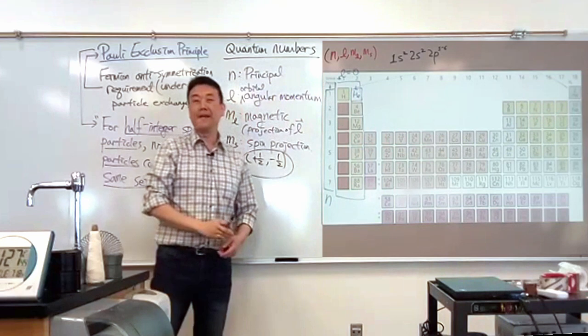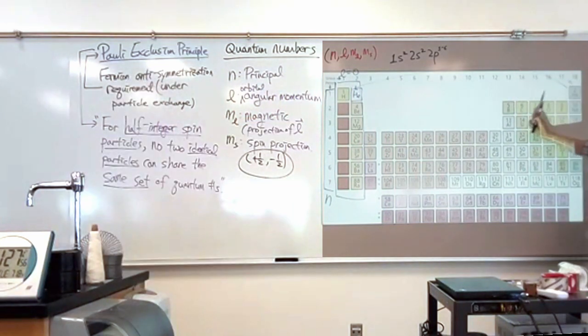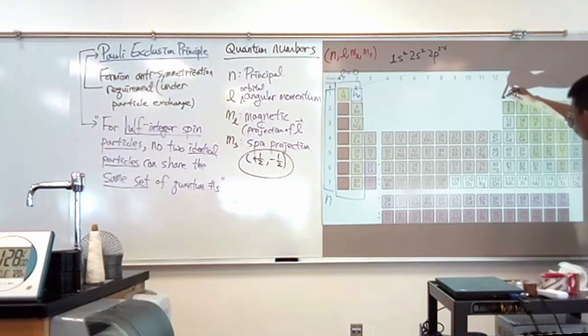Okay? So everything that's here, these 6 columns, correspond to where the last electron you put in has angular momentum of 1.